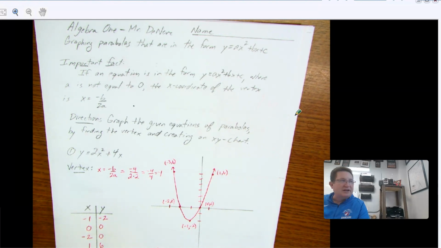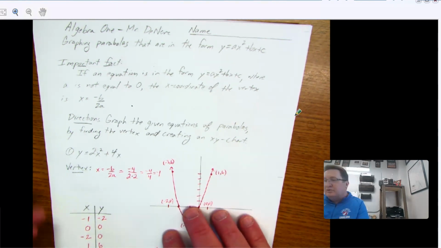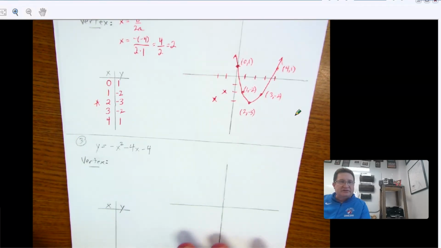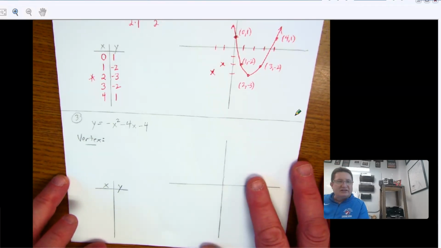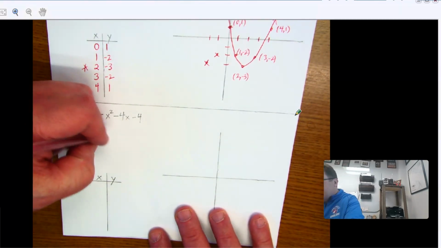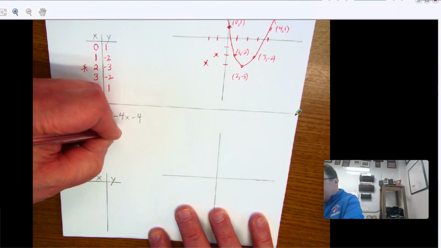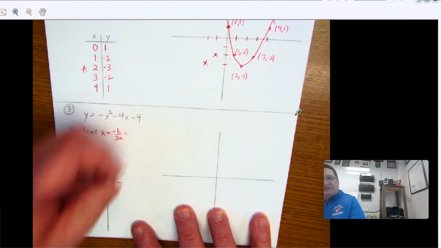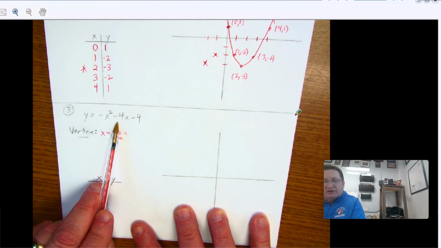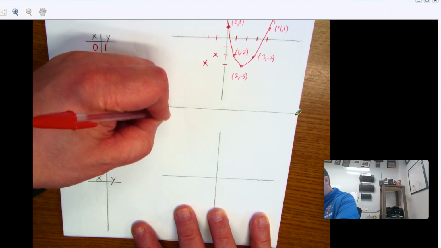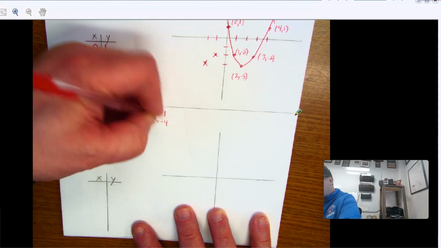And so that's going to be a common pattern here if you keep doing it the same way. All right. Let's move on to the next one. The next one says y equals -x squared minus 4x minus 4. The vertex, as described, was x equals the opposite of b over 2a. b, in this case, is -4, and a is -1. Maybe we'll write that down. a is -1, b is -4.